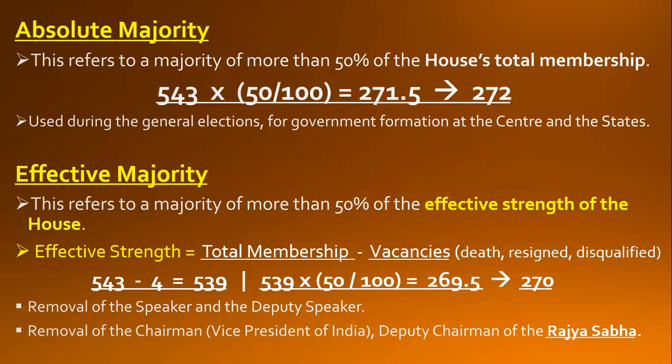Now friends, where is this majority used? This majority is used in the removal of speaker and deputy speaker of Lok Sabha. And this majority is also used in the removal of chairman of Rajya Sabha and deputy chairman of Rajya Sabha. Now friends, Vice President of India is the chairman of Rajya Sabha. So do remember this, effective majority is used in the removal of chairman Rajya Sabha and deputy chairman Rajya Sabha.